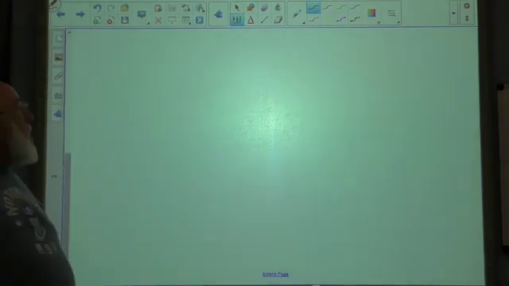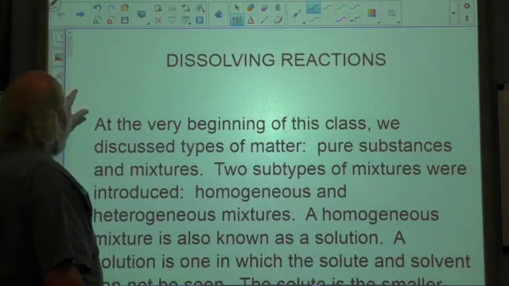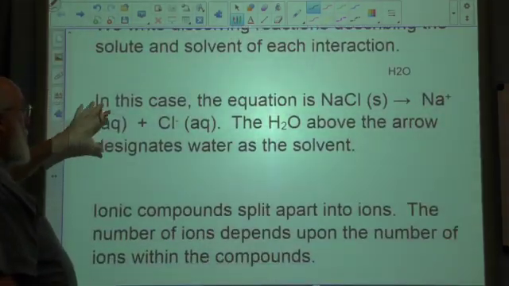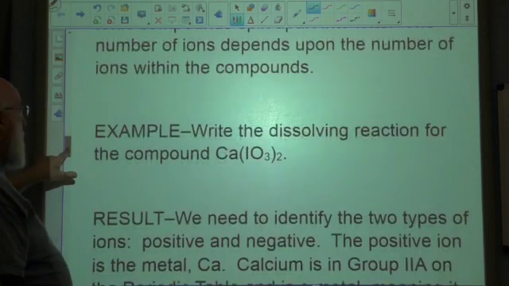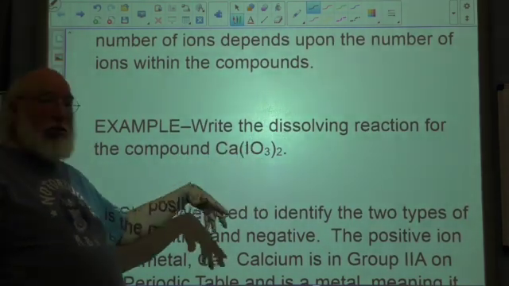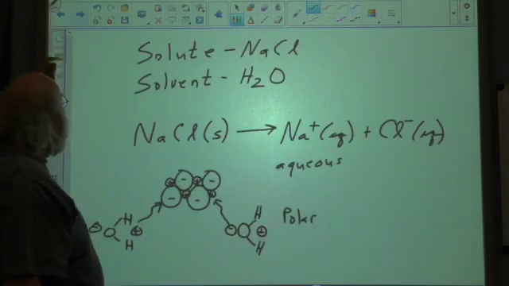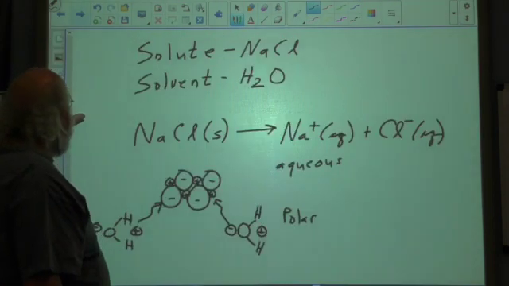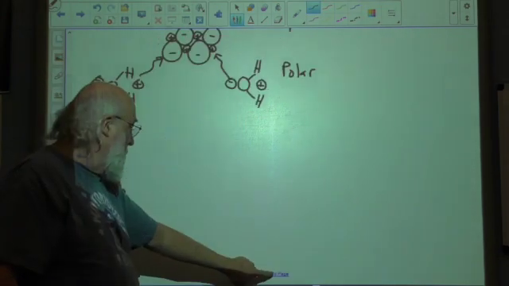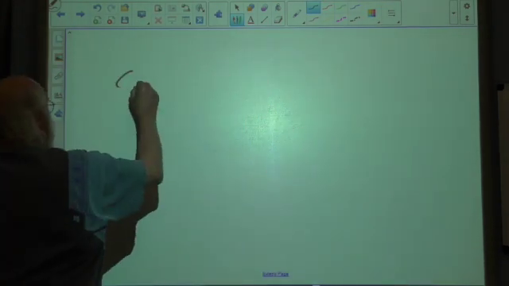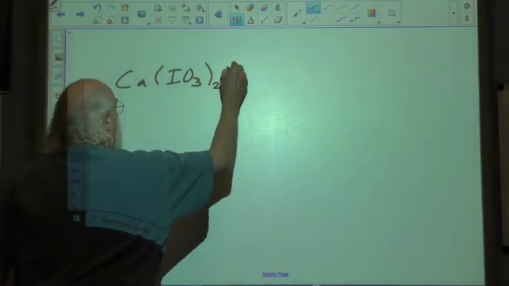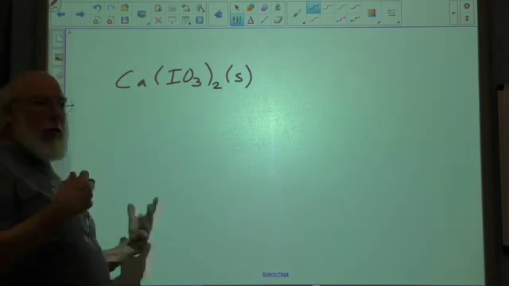Now, the other thing here, and I'll go back to the script, this is the equation that we're talking about here. And then we're doing the example, and this is the dissolving reaction with the compound calcium iodate. Okay, so let's take a look at that. Calcium iodate is a solid. How do I know it's a solid?